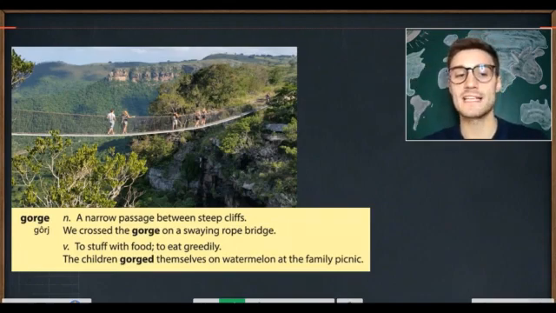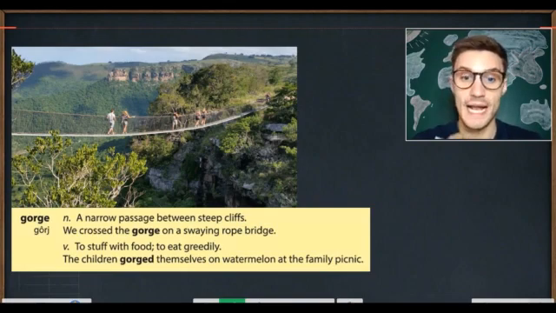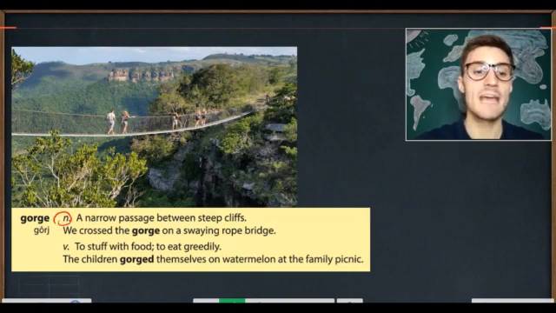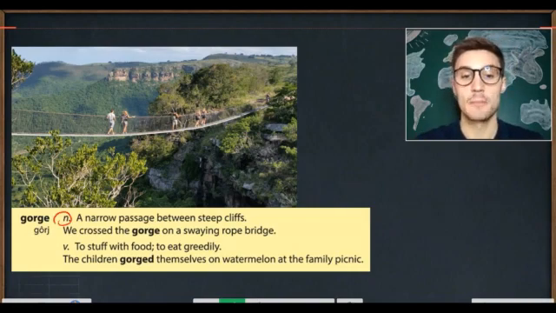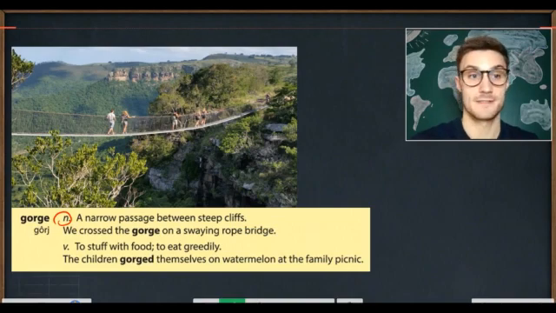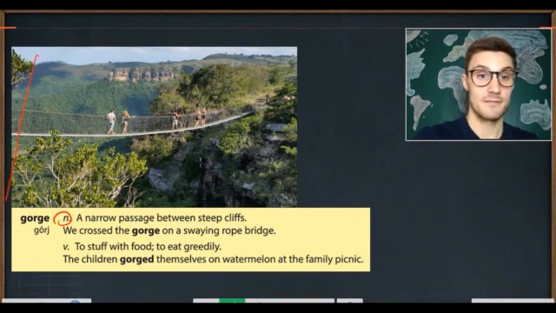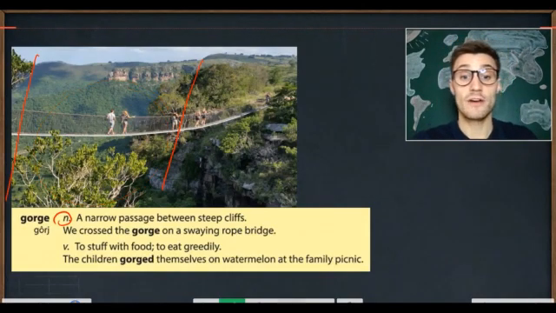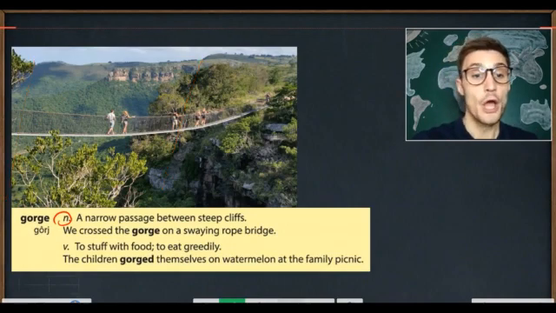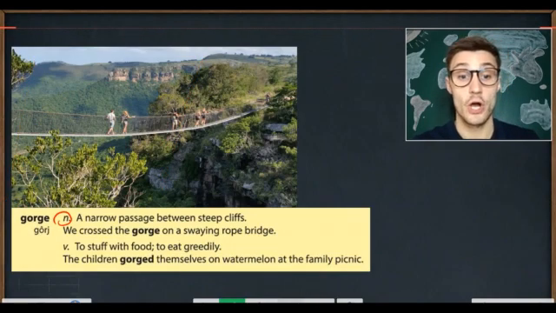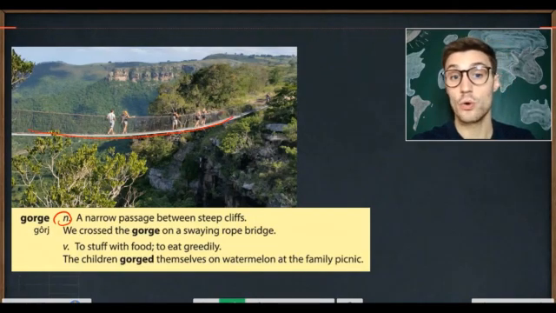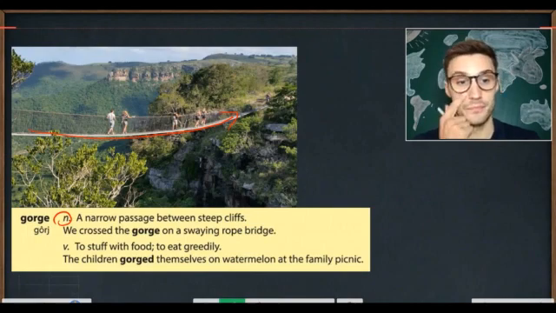The next word is gorge. Gorge. A gorge is the name of a narrow passage between steep cliffs. So here is the first cliff. Here is the second cliff. Now this is the gorge. It's that narrow passage between two very steep cliffs. We crossed the gorge on a swaying rope bridge. See, you can cross the gorge on a bridge.